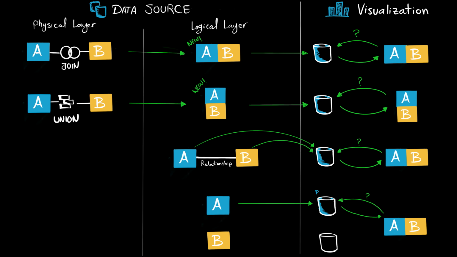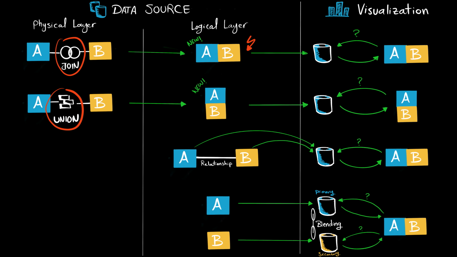And finally, data blending. We have two data sources. The first one is called the primary data source. The second one is the secondary data source. So first, Tableau is going to send a query to the primary data source and then another query to the secondary data source. Here it's important that the aggregation happens before the data is combined, and we are combining the data at the visualization level using data blending. So as you can see, joins and unions happen in the physical layer. In the logical layer, we can do relationships, and at the visualization level, we can do data blending.